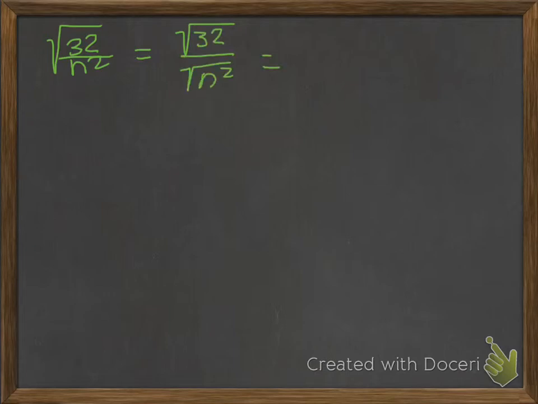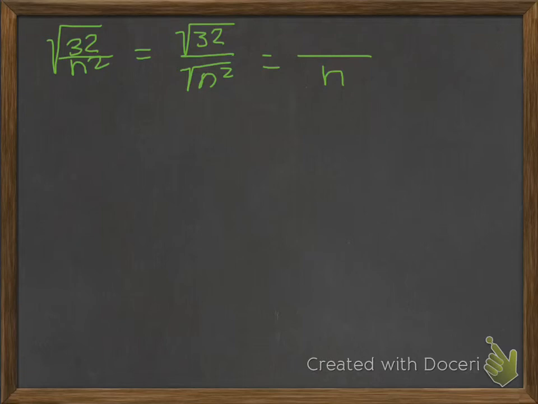The last thing we're going to do is throw in some variables. So if we have the square root of 32 over n squared, go ahead and break it up into the 2 parts, numerator and denominator. We'll simplify the denominator. The square root of n squared equals n. And the numerator, we need to look at it and see if there's anything that is a perfect square that we can multiply and get 32.